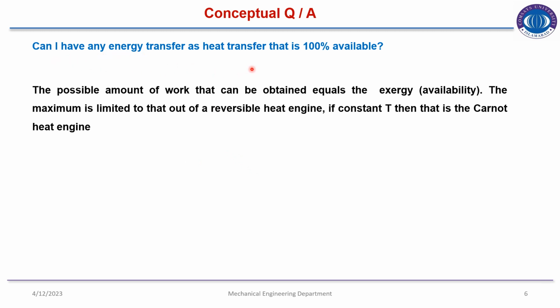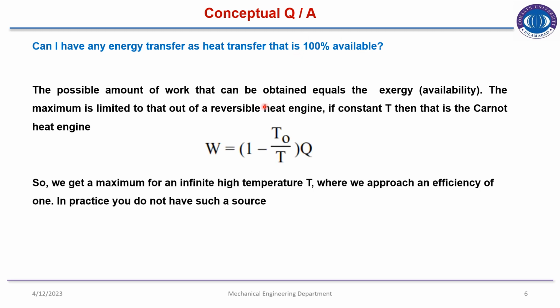When we are transferring energy in the form of heat, 100% of the energy is not available, because the formula is (1 minus T naught over T) times Q. To get 100% efficiency, we would have to have an infinite temperature in the high temperature thermal energy reservoir, which is not possible. Therefore, to transfer 100% available energy is not possible.